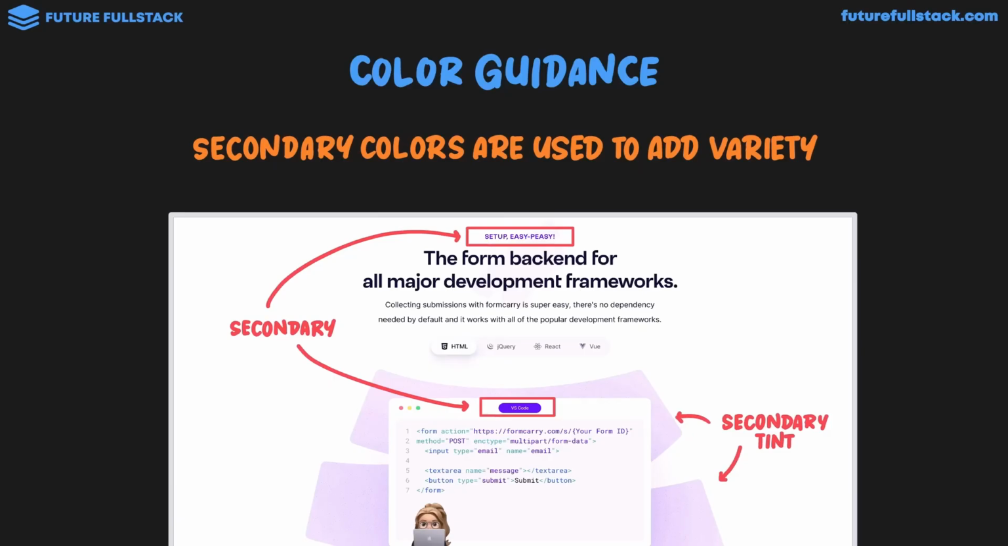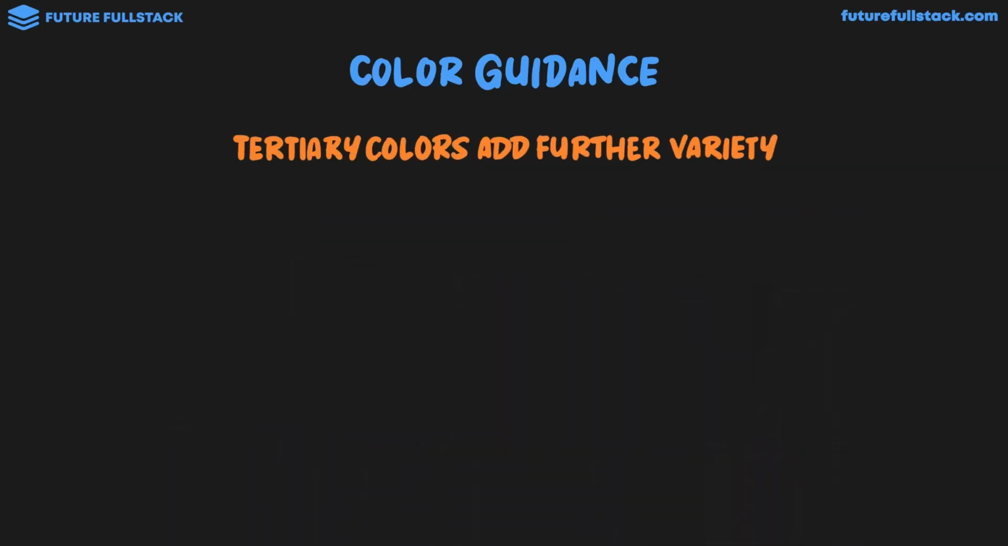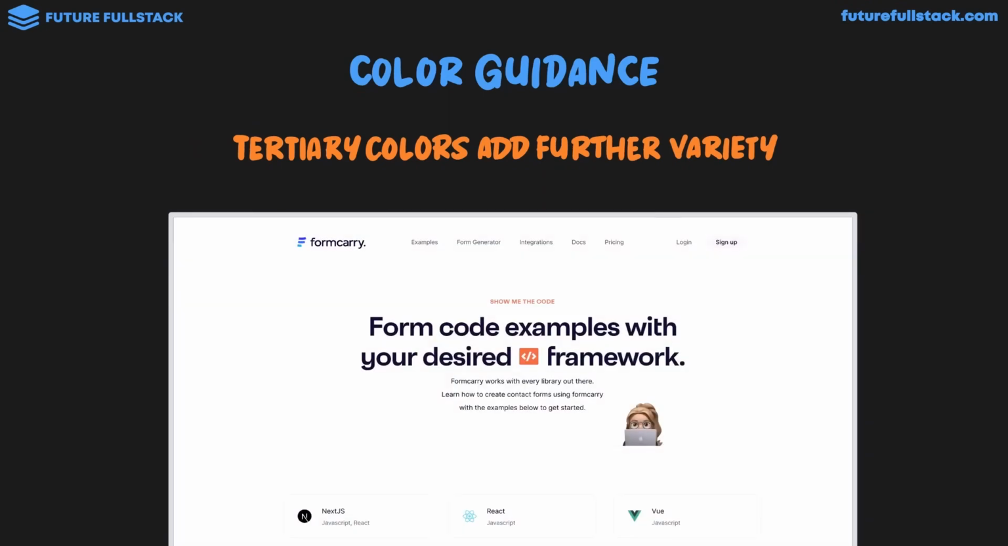Now you can also add tertiary colors. Tertiary colors add further variety. Looking at the same page again, we have this orange tertiary color being used as a section heading and in the icon. So let's now take a look at helpful resources which help you select colors.